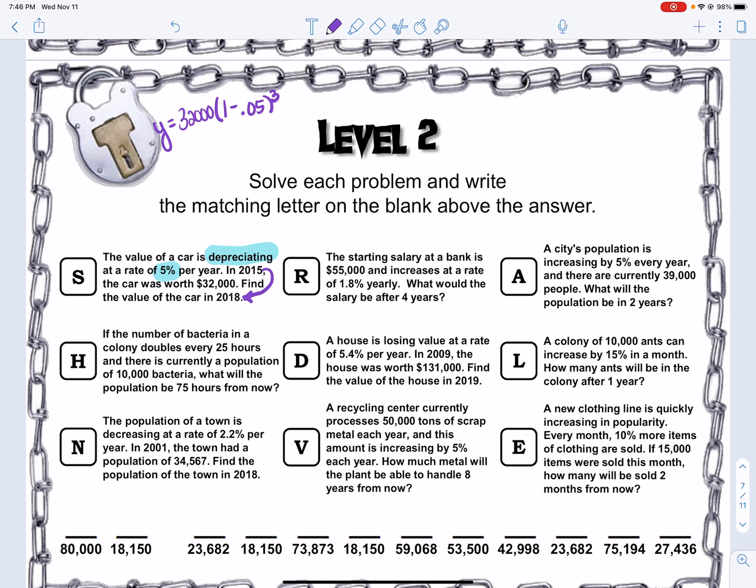So I'm going to use my calculator over here that you can't see. And I'm going to type in exactly what that says. I'm going to even use the parentheses, and then I'm going to use the exponent key, and I'm going to put 3, and it gives me the answer 27436. So I'm going to come down below, and I'm looking for 27436, and it's right here.